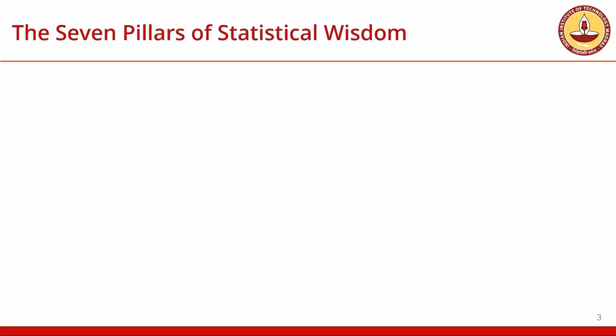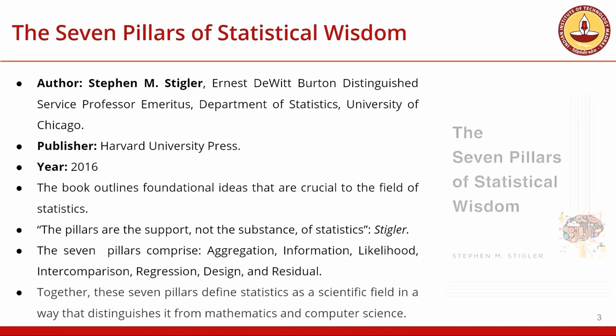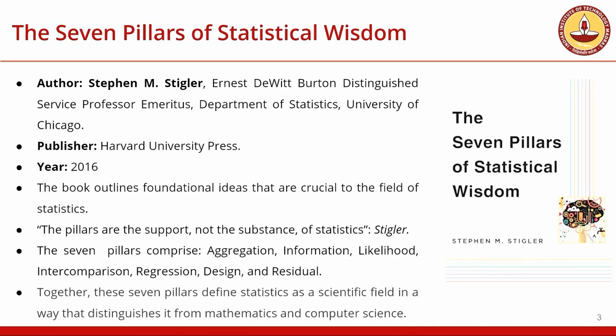What are the 7 pillars of statistical wisdom? The Seven Pillars of Statistical Wisdom is a book authored by Stephen M. Stigler, the Ernst Dewitt Burton Distinguished Service Professor Emeritus of Statistics at the University of Chicago in the United States. The book was published in the year 2016 by Harvard University Press. The book is important because it outlines the core fundamental ideas which are very significant to the field of statistics. And Stigler quotes, "The pillars are the support, not the substance of statistics."